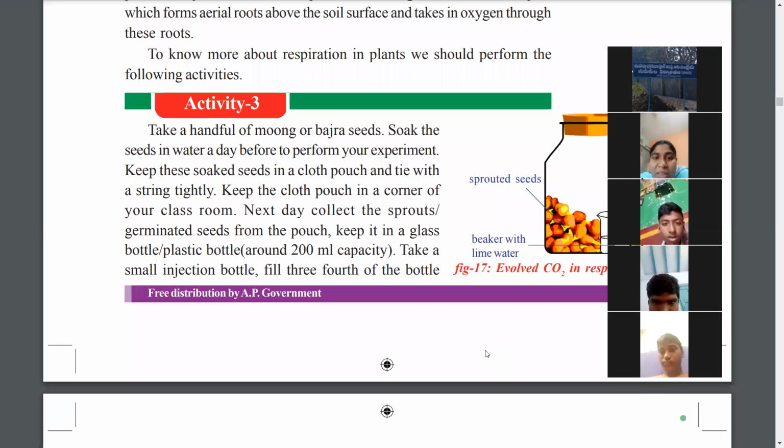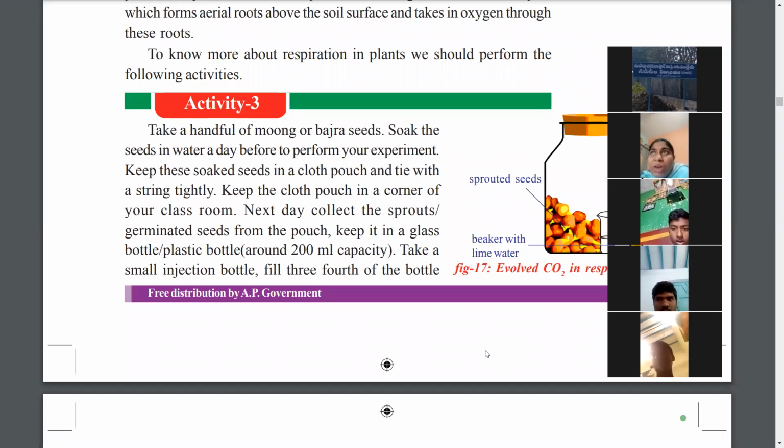So in this activity, we had to take a handful, a fist, of either moong dal, green gram, or bajra seeds, or Bengal gram seeds. Whatever seeds you choose, take a fist amount of it. Then we had to soak the seeds in water.